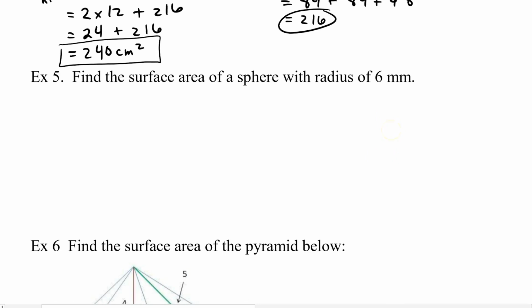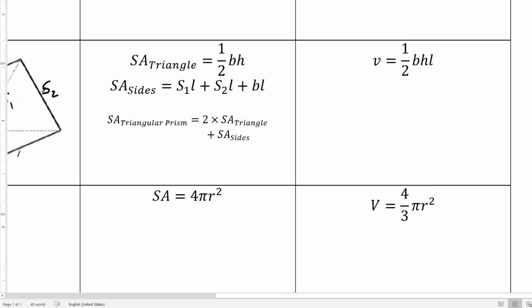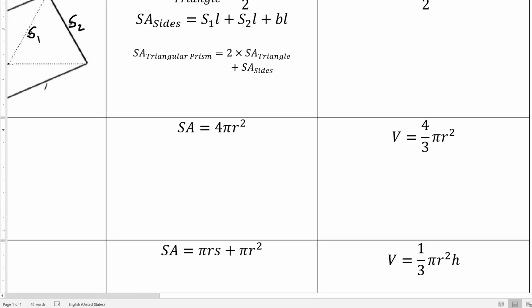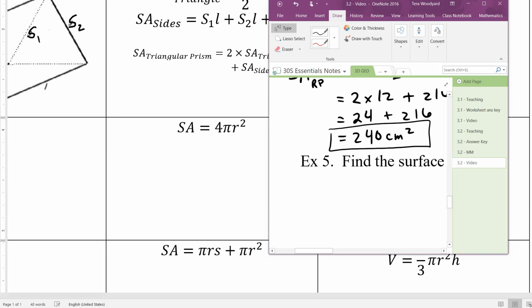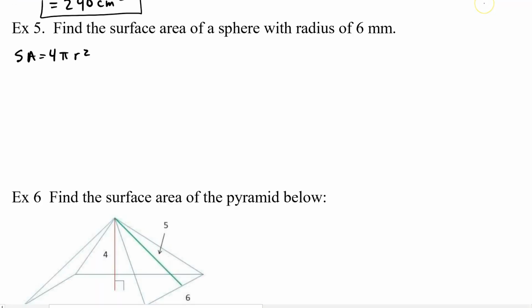Okay, so whenever you see a sphere, you kind of do a little happy dance of joy because it's actually pretty easy. The formula is pretty simple. So when I look at the surface area for the sphere, it's just going to be 4 times pi times r squared. So I know that my radius is 6, no fancy footwork with the diameter there, so all I need to do is 4 times pi times 6 squared.